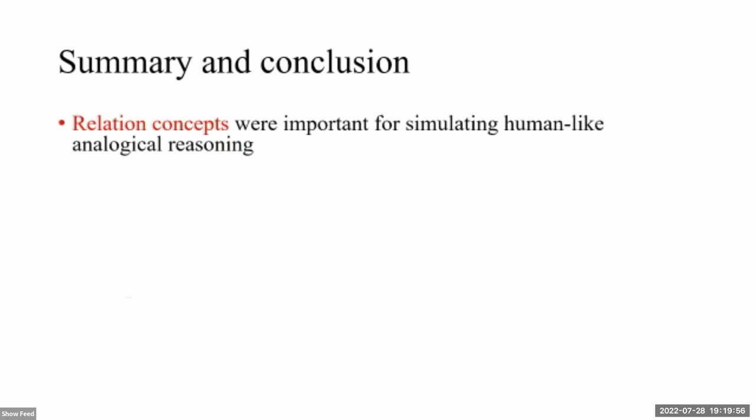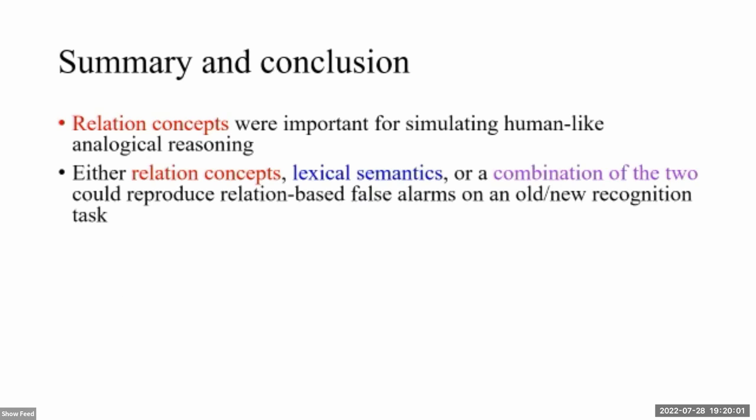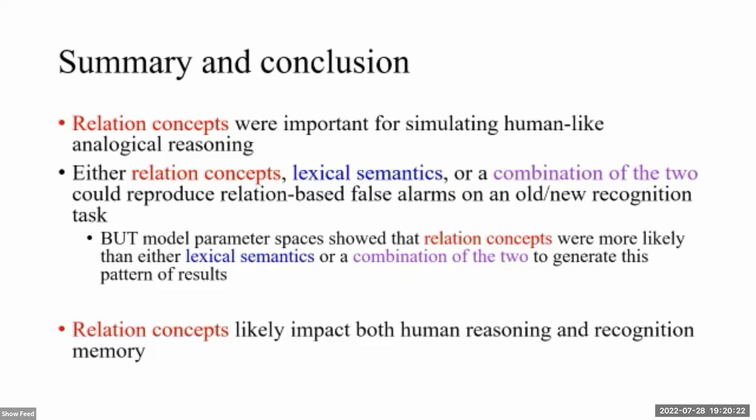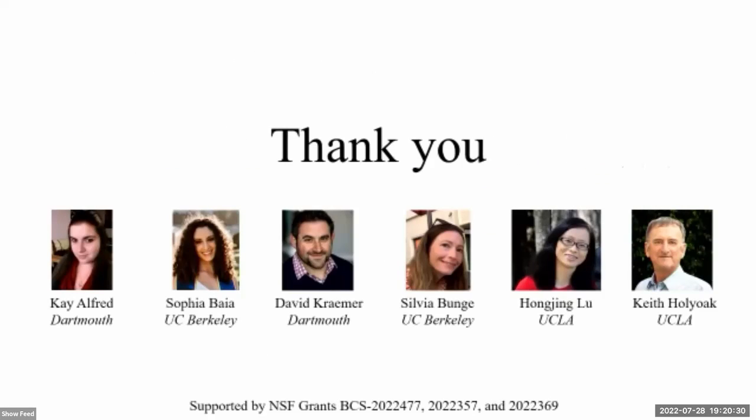Just to summarize, relation concepts were important for simulating human-like analogical reasoning, but either relation concepts, lexical semantics, or some combination of the two could reproduce that pattern of relation-based false alarms on an old-new recognition task. But in our preliminary analysis of model parameter spaces, we showed that relation concepts were more likely than the other two distance measures to generate that pattern of results. And relation concepts are more likely to impact both human reasoning and recognition memory as a result. So that's my talk.